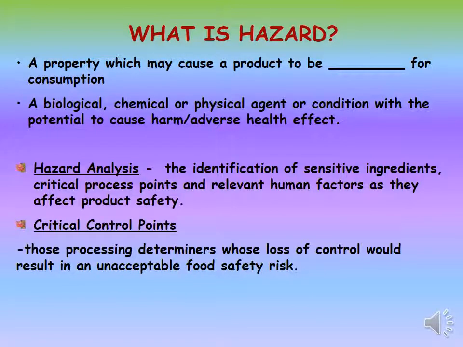Okay class, again, what is hazard analysis? Hazard analysis is the identification of sensitive ingredients, critical process points, and relevant human factors as they affect product safety. And how about the critical control point? CCP is a step at which control can be applied and a food safety hazard can be prevented or reduced to an acceptable level.